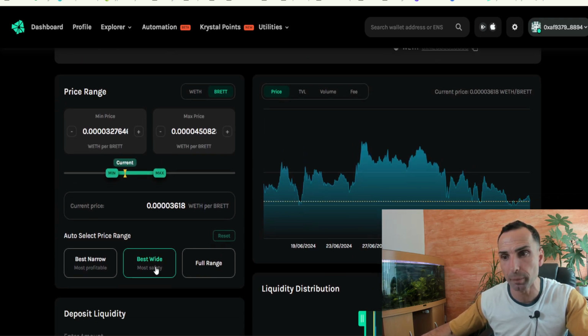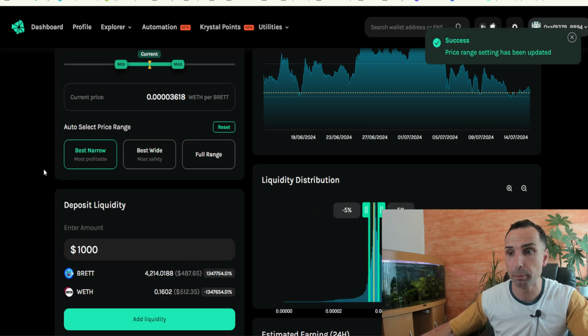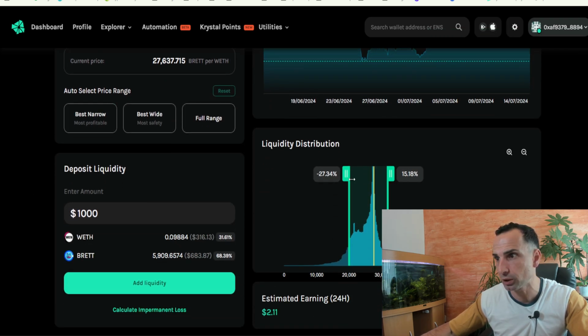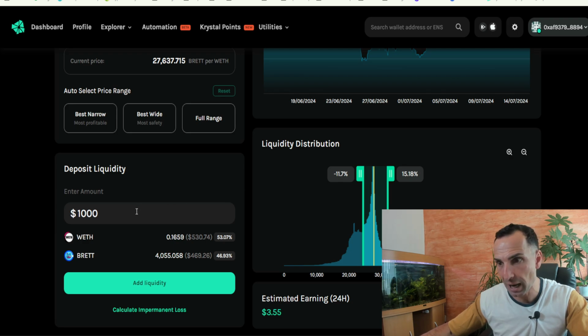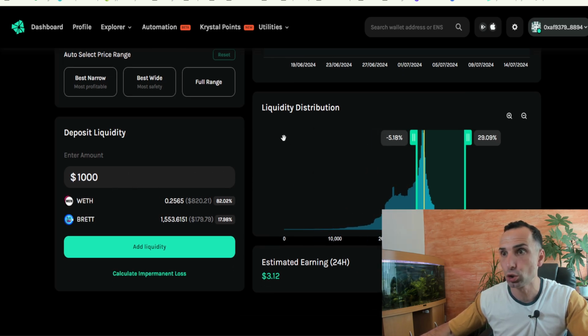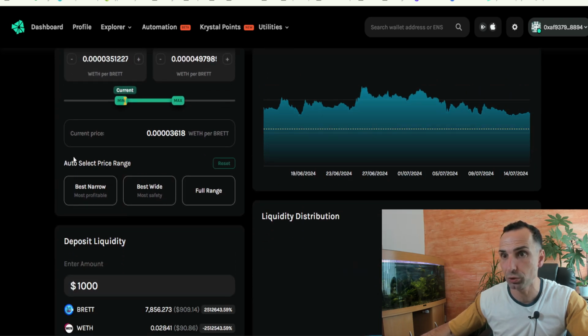Here you can see the best wide range. This is given to you automatically. This is the best narrow range, but I think I should be here if I'm not mistaken, but maybe I'm wrong. Let me just see. Yes, I am wrong, so it should be the opposite way. All right, give me a second. Let me just go bread to Ethereum.